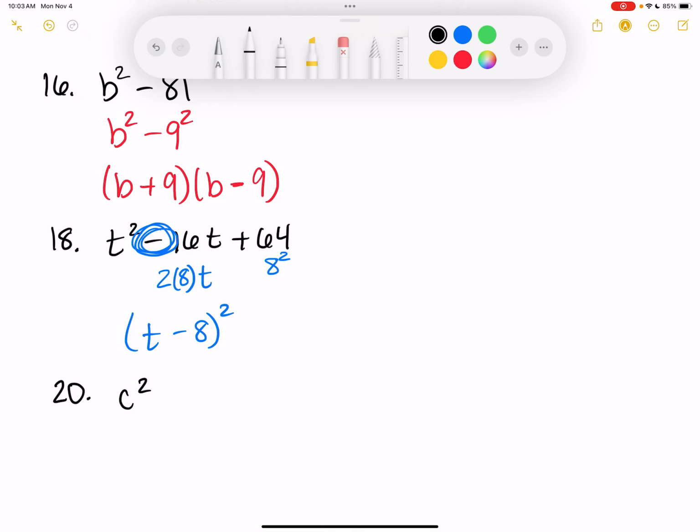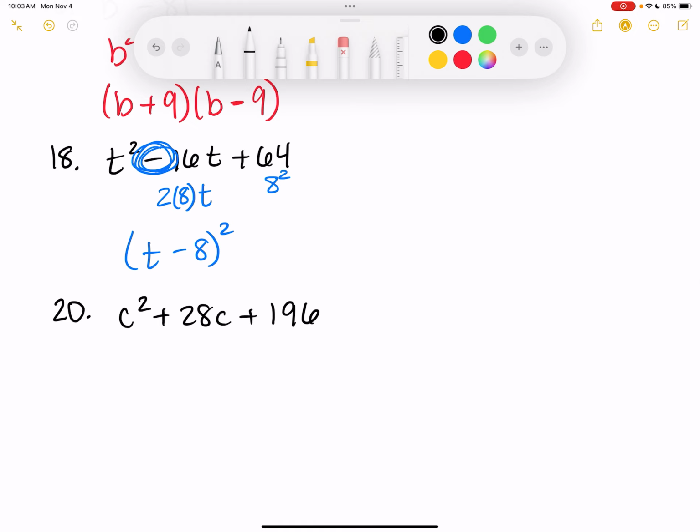c squared plus 28c plus 196. So basically, what does this look like? A perfect square trinomial. What squared is 196? 13? No, 14. This is 14 squared. So c plus 14, what are my factors? c plus 14 times c plus 14. Yeah, c plus 14 squared.